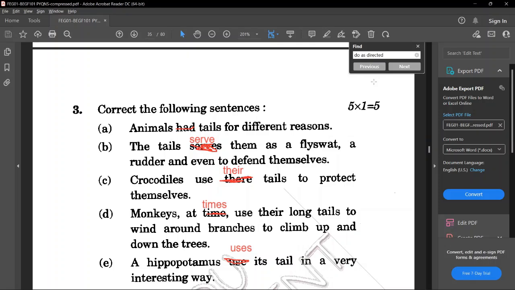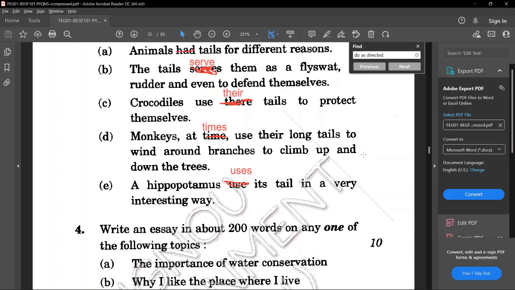Question C. Crocodiles use there tails to protect themselves. There is not the right form because it indicates position, whereas their indicates belonging. So they are using their tails, their tails that belong to them. So they're using the word their to protect themselves. D. Monkeys at time use their long tails to wind around branches to climb up and down trees. At time is not the right word because they use it multiple times, so it will be at times.